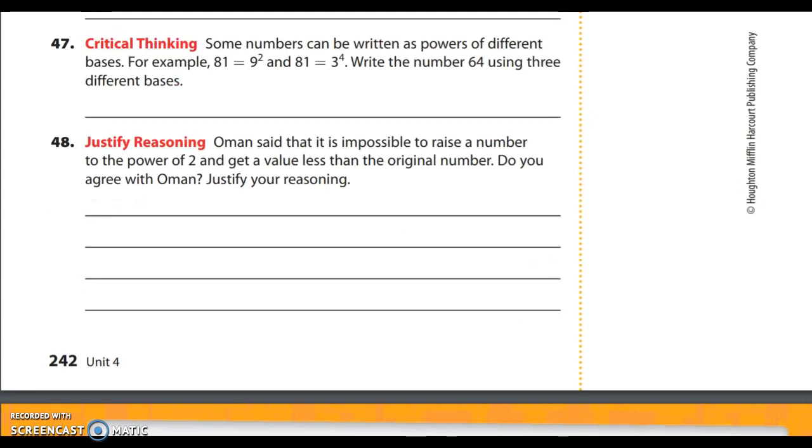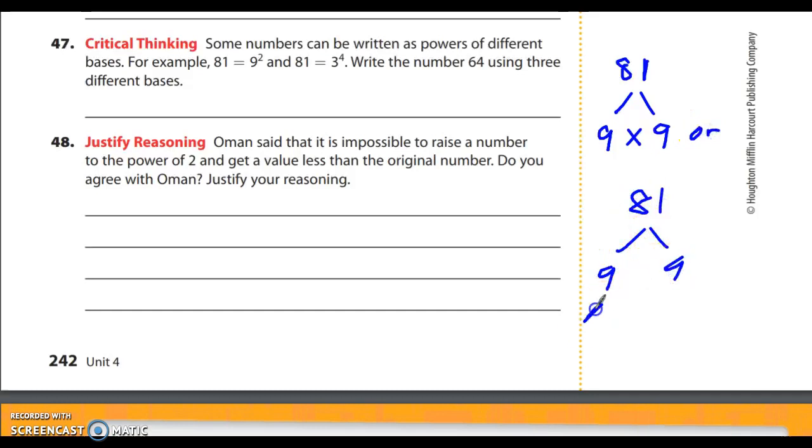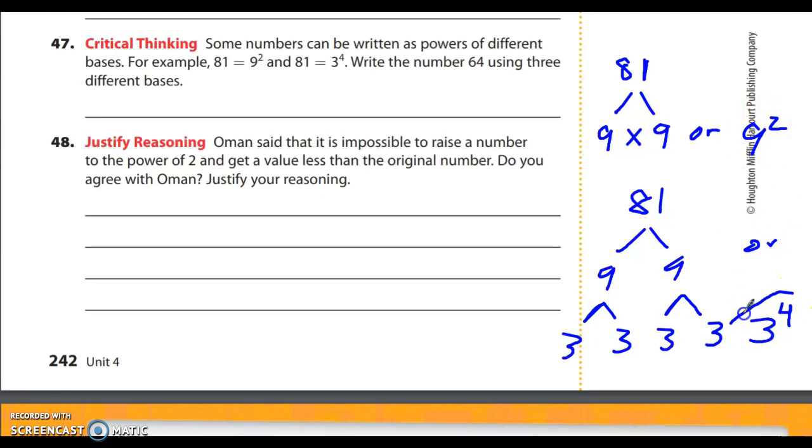Number 47 reads, some numbers can be written as powers of different bases. For example, 81 could be 9 times 9, or 81 could be 9 times 9 and 3 times 3 times 3 times 3. So the way you could write 81 would be 9 squared, or you could write it as 3 to the 4th power. Those both are 81. What we're trying to do is get you to write 64 different ways.